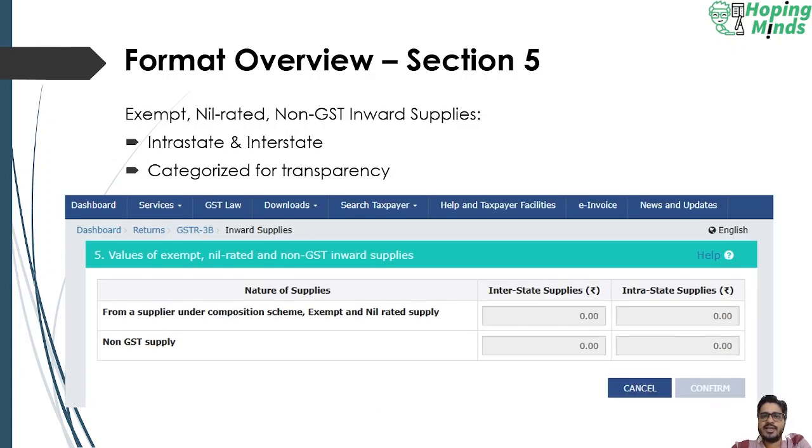So next is section 5, that is table 5 of GSTR-3B. In this section, exempt, nil rated and non-GST inward supplies are required to be declared. This section has been introduced with an intent to keep transparency and track of unregistered inward supplies by taxpayers. Under this table, supplies from composition dealers, exempt supplies and nil rated supplies are required to be disclosed in terms of interstate and intrastate movement of goods. Also, non-GST supplies are required to be declared in this table.